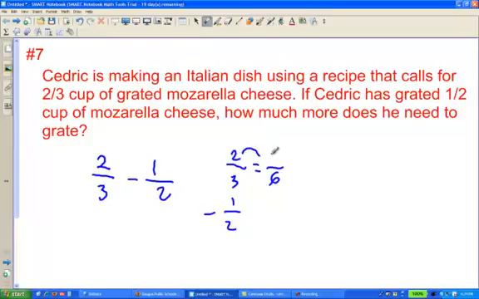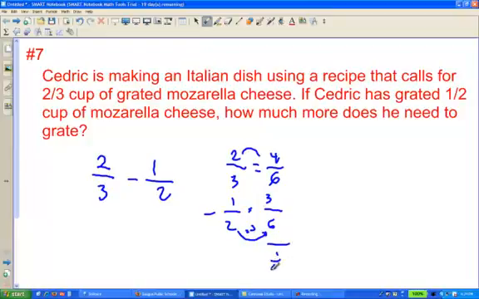2 times 2 is going to be 4. So I have 4/6 there, and then I have 6 for my denominator here. To get from 2 to 6, I multiplied by 3, so I'm going to multiply 1 times 3, and I get 3 over there. So really I'm left with 4 sixths minus 3 sixths, and that is 1 sixth.